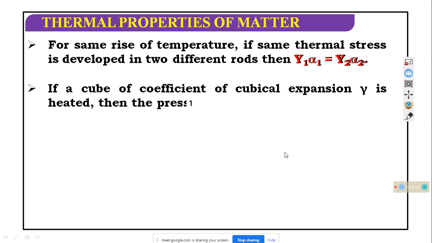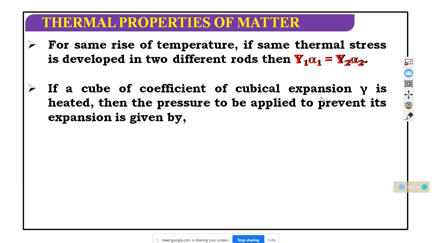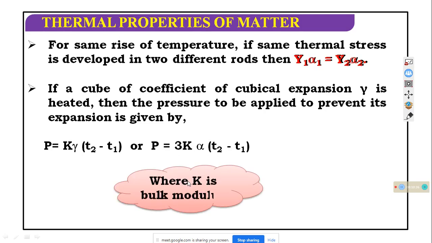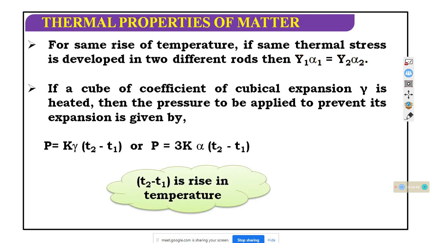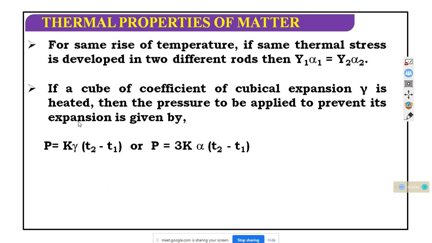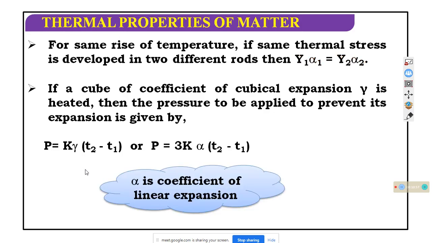If a cube with coefficient of cubical expansion gamma is heated, then the pressure to be applied to prevent the expansion is given by P equals K gamma (T2 minus T1), or P equals 3K alpha (T2 minus T1), where K is the bulk modulus, T2 minus T1 is the range of temperature, and alpha is the coefficient of linear expansion.